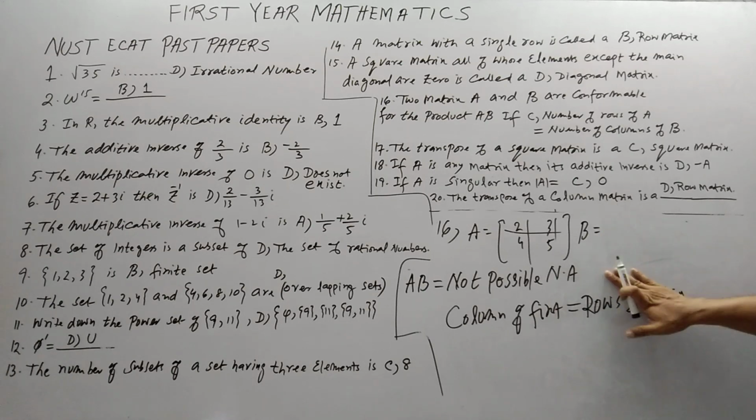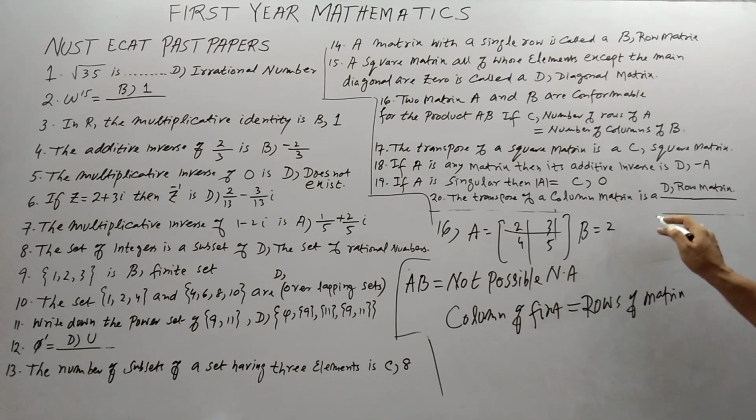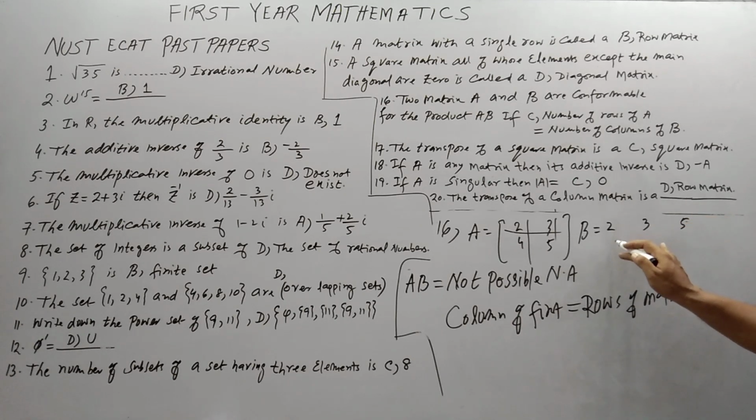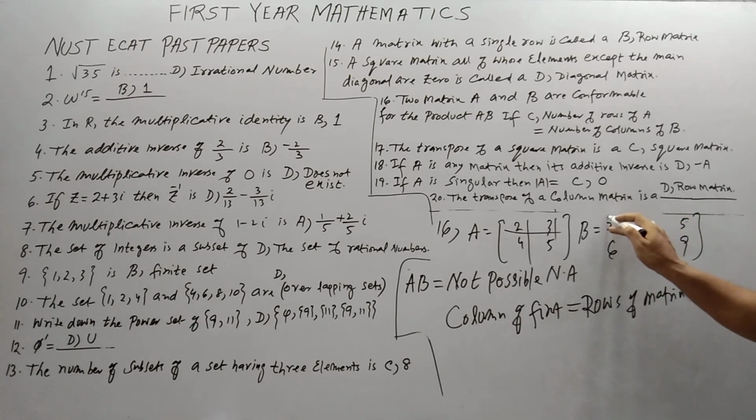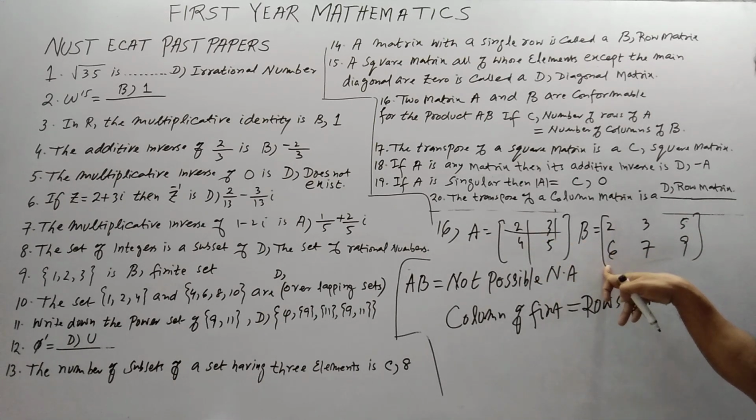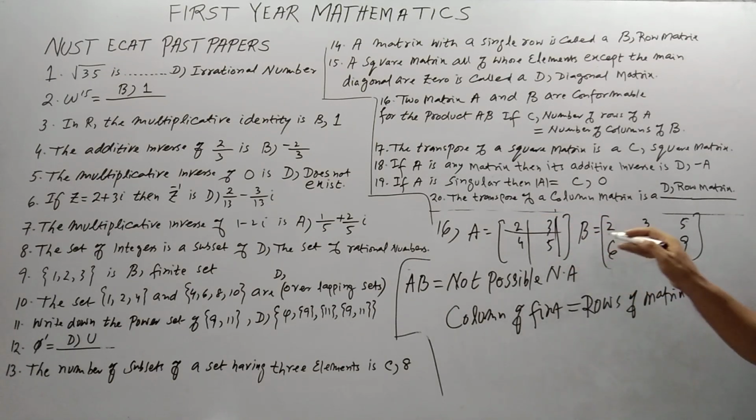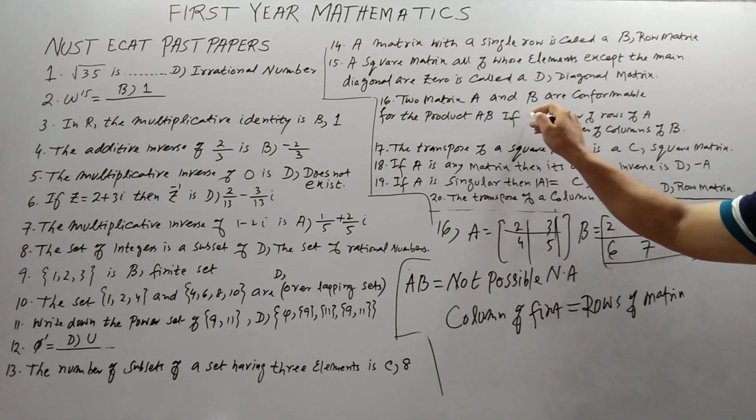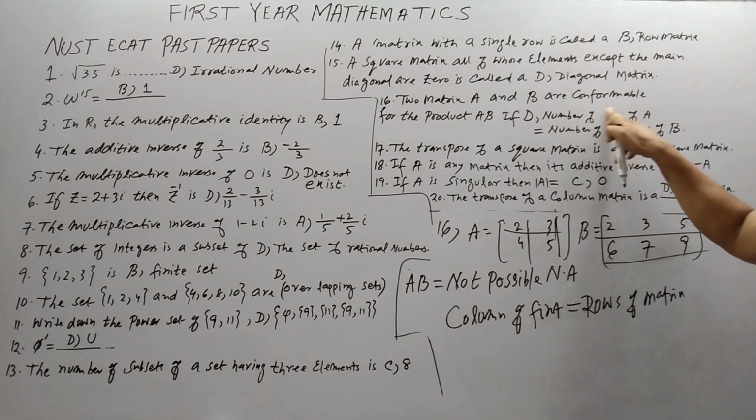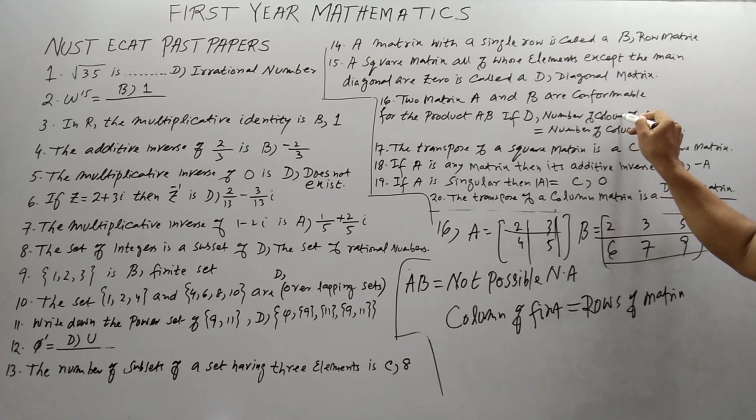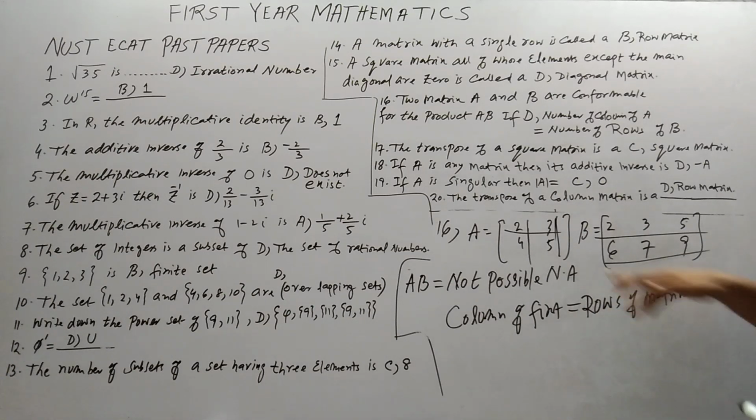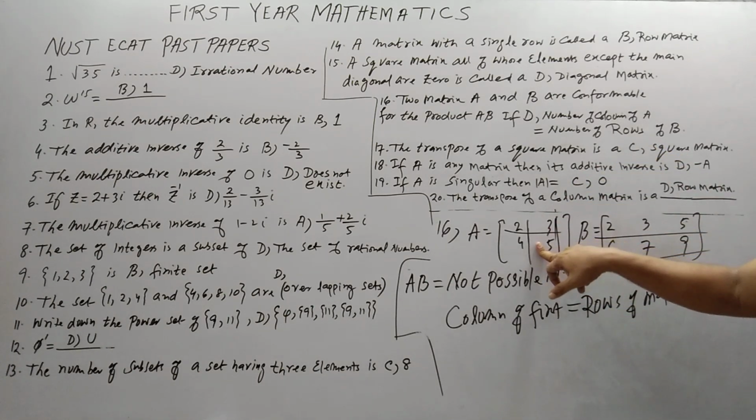But if I write 2, 3, 5, 6, 7, 9, can these two matrices be multiplied? The answer is yes, because there are two columns in the first matrix and two rows in the second matrix. So the correct option is option D, number of columns of A equals number of rows of B. In this case it is possible because there are two columns and two rows.